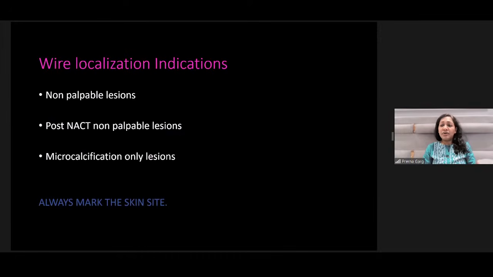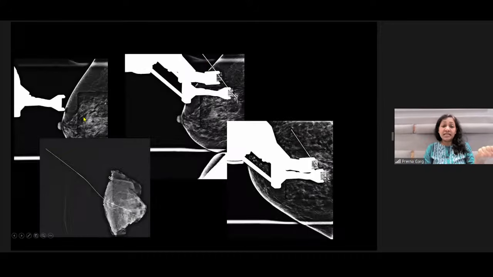Wire localization indications are non-palpable lesions, post-NACT non-palpable lesions, and microcalcification-only lesions. With wire localizations, we have to be very careful. As I said earlier, when we introduce the wire, the skin entry site needs to be in the same quadrant. Otherwise, it's very haywire and you need to be in sync with your surgeons for the same. Here are a few examples. Here we see a clip which has been marked with a dual lock wire. We do all these procedures in the morning before the surgery.